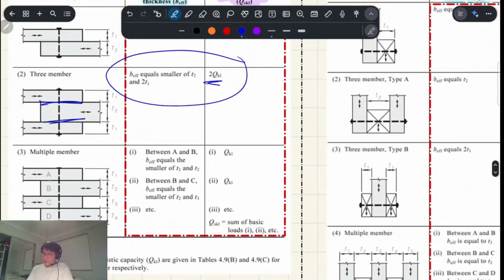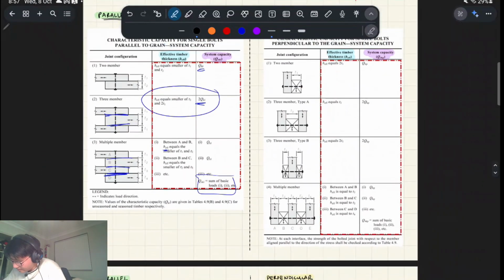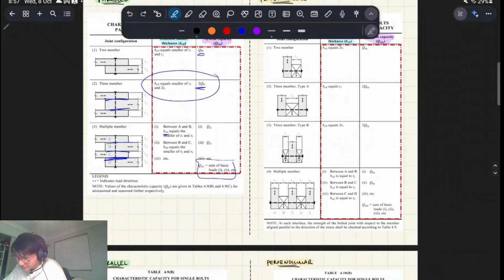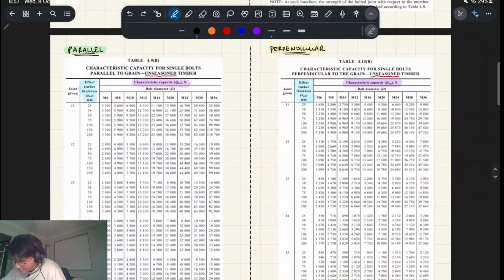And if instead of double shear you have triple shear, you sum all of the capacities together, and you'll essentially end up with the equivalent of triple capacity. But you do it based on this effective thickness, and you compare the layers, and it's really dumb. Similar idea for perpendicular.